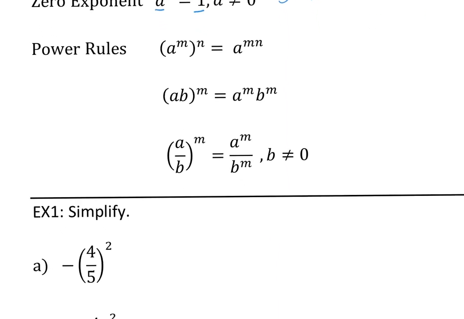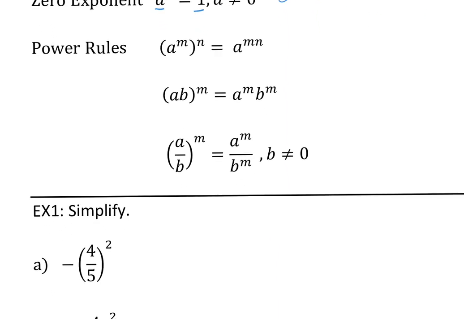We also have some other rules. These are our power rules. Anytime you have your base raised to a power, in parentheses, and raised to another power, you would just multiply the exponents. So you can think of these parentheses as multiplication parentheses. So 2 to the 4th to the 5th is going to be 2 to the 20th power, which again I'm not going to multiply out.